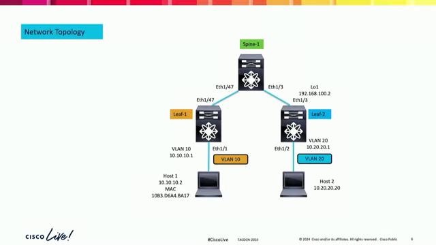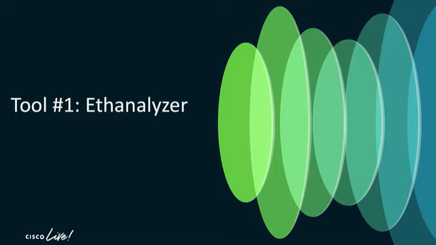For the purpose of today's discussion, we are going to use this simple network topology diagram. What we have here is host 1 connected to leaf 1, leaf 1 connected to spine 1, spine 1 connected to leaf 2, and host 2 connected to leaf 2. Let's begin with our first tool, Ethanalyzer.